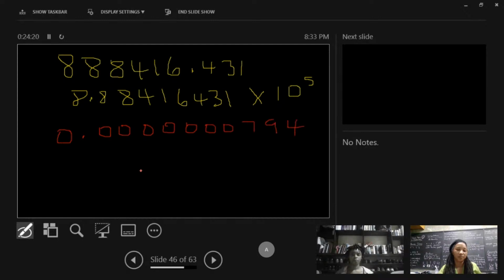There you go. So miss, we're going to put the decimal point between the 7 and the 9. And to get it back to where it was, we're going to go back 1, 2, 3, 4, 5, 6, 7, 8. So it's going to be 10 to the negative 8 power. Okay, that's correct.